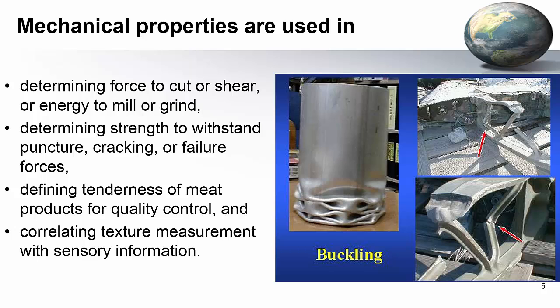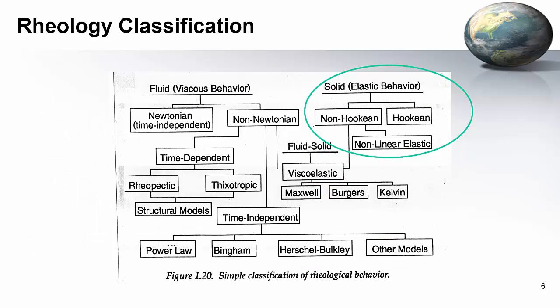The mechanical properties are used in determining how much force is required to cut or shear, or how much energy is required to mill or grind, let's say, corn into corn flour, or the strength to withstand a certain amount of force. Or if I want to estimate the tenderness of meat, can I objectively measure that? Can I objectively measure textural properties that correlate with the sensory properties of a material, so that I can use it in quality control?